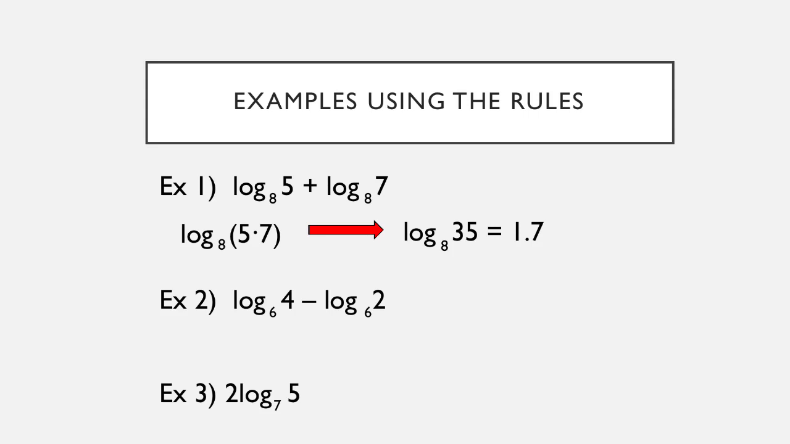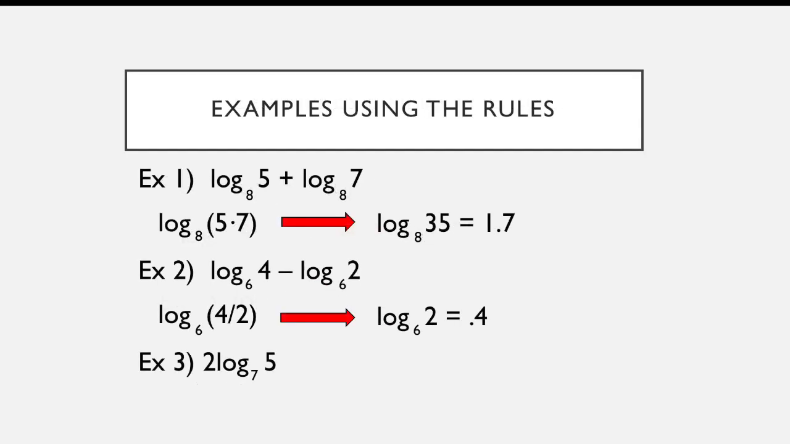For our second example, since the logs are being subtracted from one another, we know that we can use the quotient rule in order to solve this. After we combine the logs, we end up with log base 6 of 4 over 2, or log base 6 of 2, and that simplifies to roughly 0.4.